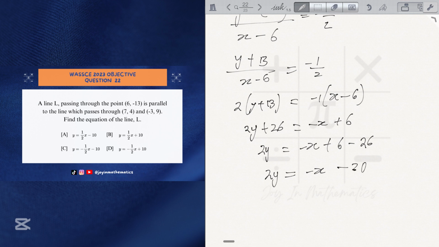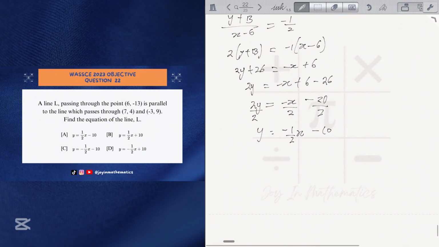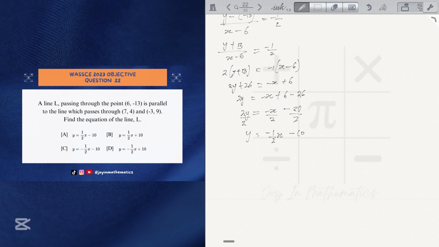So with that done now, all we just have to do now is to divide all through by 2. So if we divide this by 2, divide this by 2, and divide this by 2, we would have y to be equal to minus 1 over 2 x minus, remember this is 20, minus 10. So in view of that, we have our final answer, that y is equal to minus 1 over 2 x minus 10. And this is equivalent to option C.